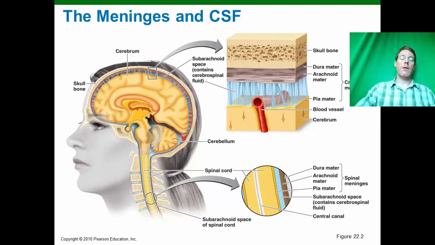Now, if you look at the inset on the bottom right, you can see another illustration of the meninges. Here, the layers are the same, but their thicknesses are different than they are around the brain. So around the brain, the layers of the meninges are thicker for protection and cushion of the brain. Around the spinal cord, the layers are the same, but they're mostly a bit thinner. The dura, the arachnoid, the cerebrospinal fluid space, the subarachnoid space, and then the pia layer on the inside.